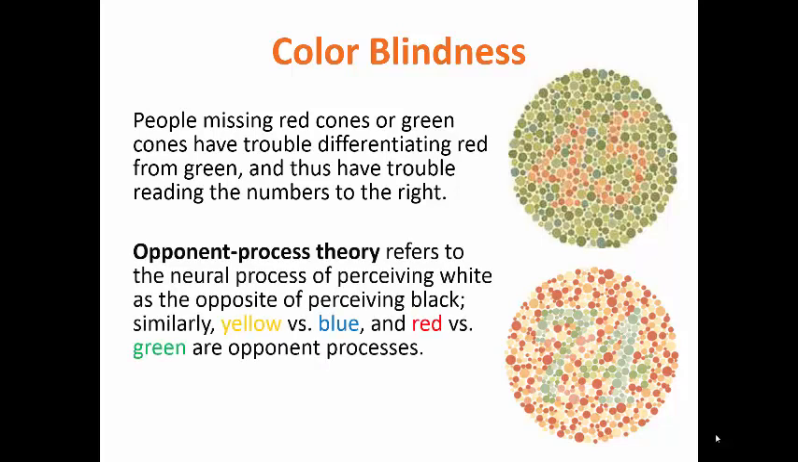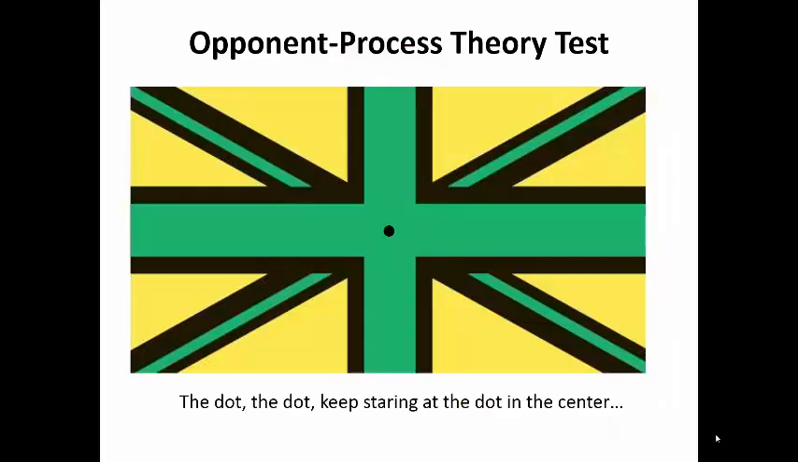Opponent process theory refers to the neural processes of perceiving white as the opposite of perceiving black, just like yellow versus blue and red versus green are opponent processes.